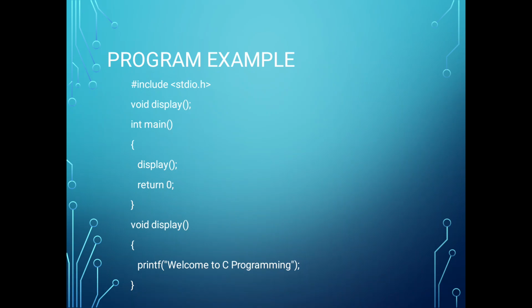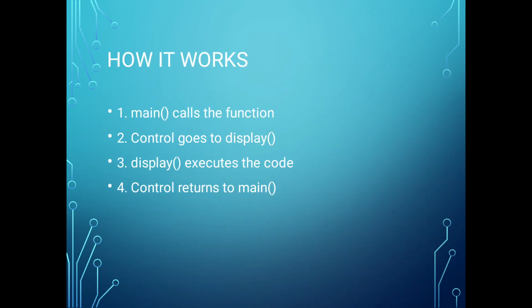So here our function does not return any value, and in the main function we are not passing any arguments. It is performing the task which has been defined earlier with a fixed statement. Now as we already saw how it works, I will recall it. Main calls the function, control goes to display, executes the code, and control returns to main.